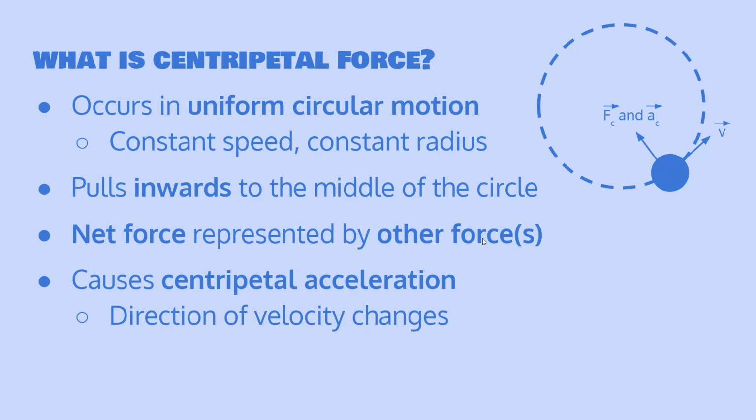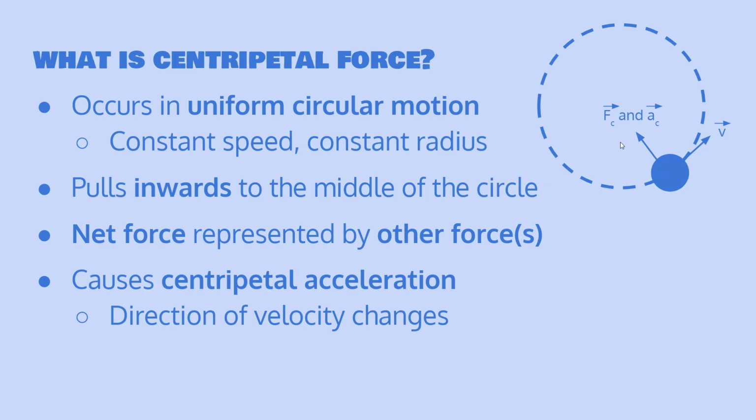It could be represented by like the force of gravity, normal force, tension, etc., and it could even be multiple forces added together. And also the centripetal force causes centripetal acceleration, which is the object's net acceleration towards the middle of the circle. Because we said the object is moving at a constant speed, but the direction of its velocity can still change. So that's why the object can still be accelerating.